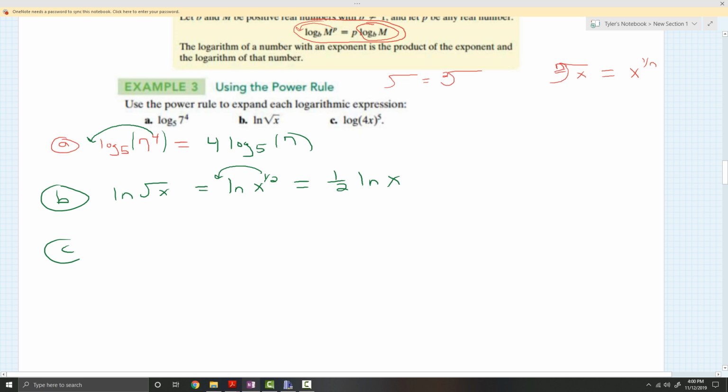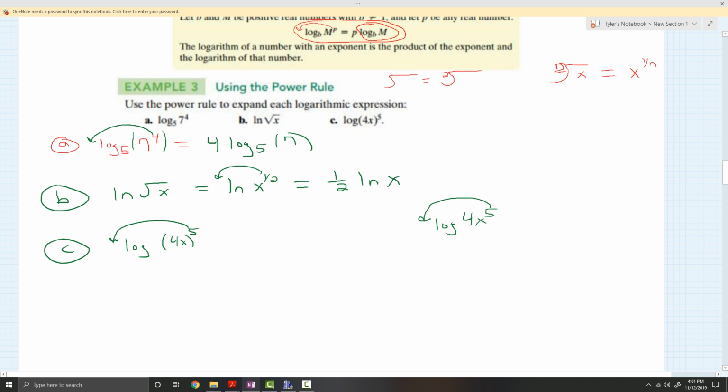And then part C, we have the common logarithm, log base 10 of 4x all raised to the 5th power, right? Notice the whole thing is raised to the 5th power. That's important, right? Since the whole thing's raised to the power, I can pull out the 5. If it was not the whole thing raised to the power, in other words, if it was log of 4x to the 5th power, I couldn't just pull that 5 out in front. It has to be the whole expression raised to the exponent.